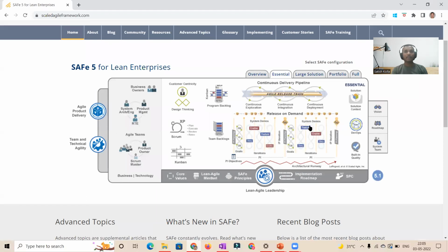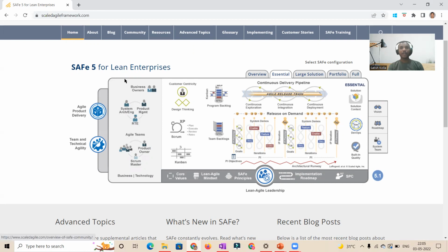So this is how the essential configuration looks once we launch scaledagileframework.com, where we have all the required roles and required team-level configurations, which are Scrum, XP, Kanban, program backlog, team backlogs, and Agile Release Train. The team level and the program level, which come under essential, will be showcased from the essential configuration perspective.